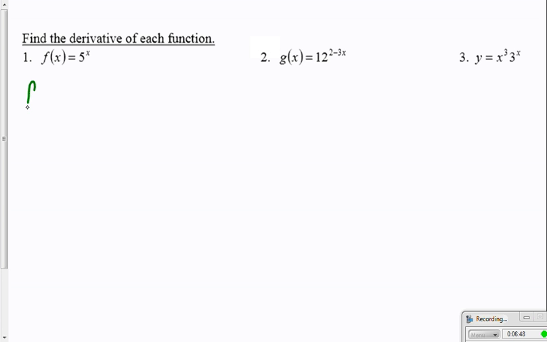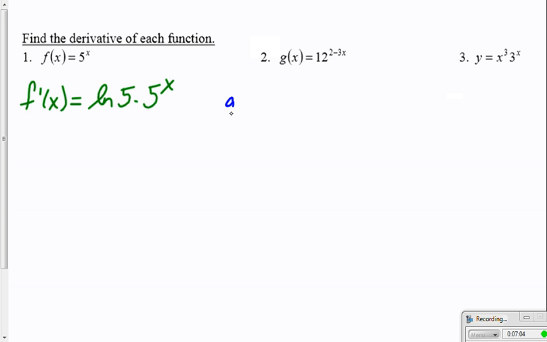Okay, so the first guy here is in the form of a to the x, so we're just going to straight up apply that formula, and we know our derivative is going to be natural log of the base, natural log of 5, times a to the x, or 5 to the x. And that's that, because the exponent was just a plain old naked x, not a u kind of thing.